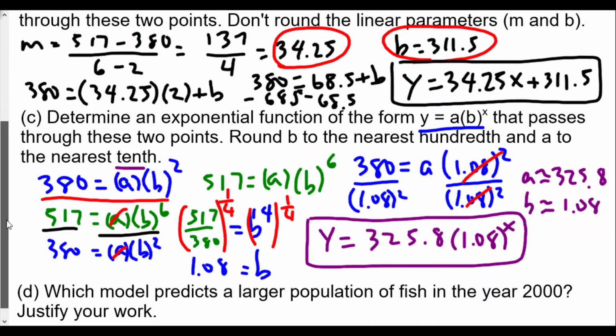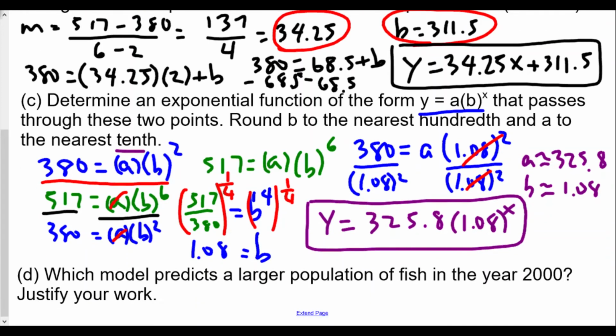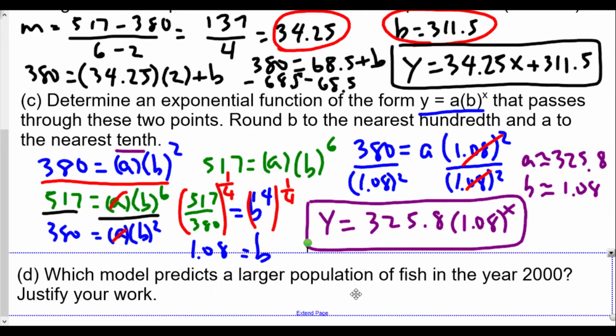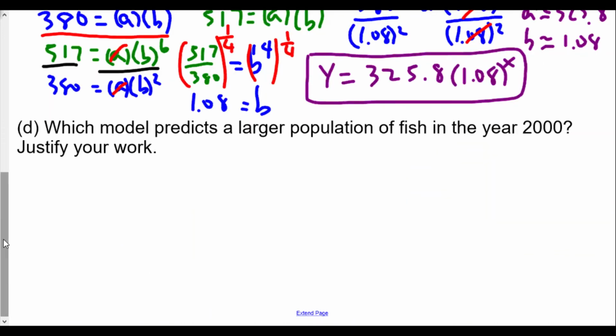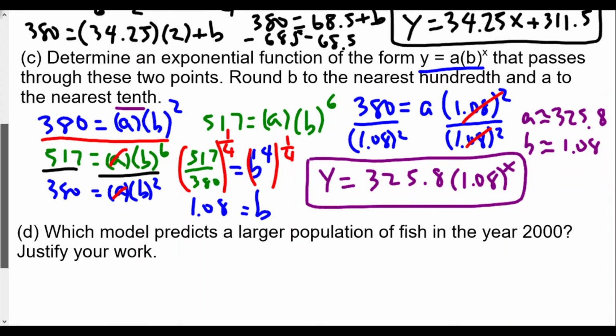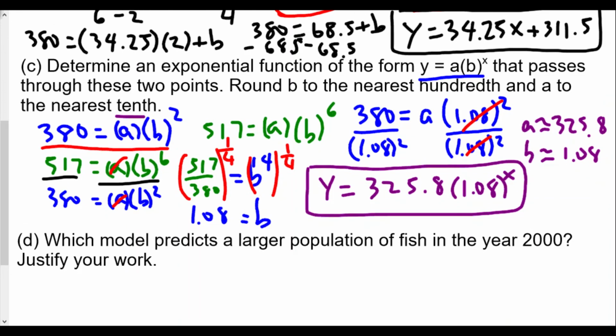All right, so part D: which model predicts a larger population of fish in the year 2000? In this case, we're going to plug in 0 for x. For the linear function, y is equal to 34.25x, this is times 0. Now, why 0 for x? Well, since x represents the number of years since 2000, at the year 2000, x is 0. So plus 311.5. Our y value is 311.5.